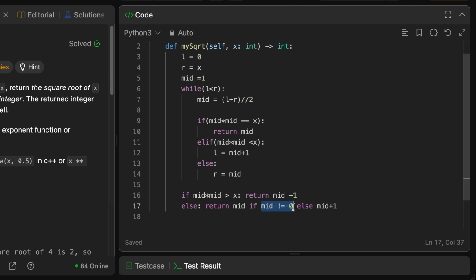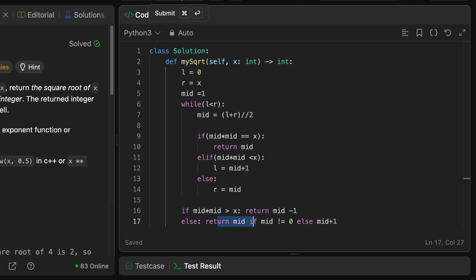If the mid is equal to 0, do not return mid. You should return mid plus 1. So here we are checking that edge case where we might try to find the square root of 1 and we will end up with a mid equal to 0. So at that time we will have to return mid plus 1. Otherwise we can simply return mid. Now we will run it and try to see what happens.